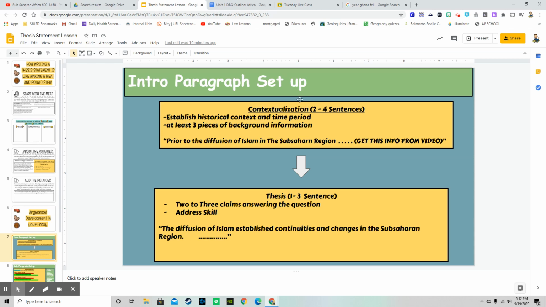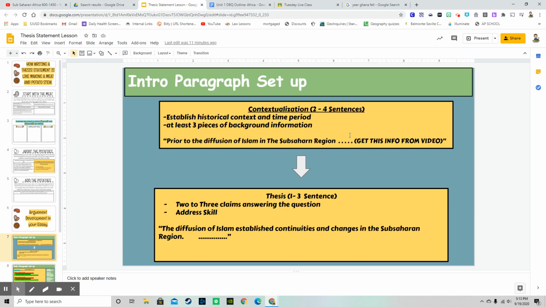your contextualization. This is also a point in your DBQ. I require at least 3 pieces of background evidence with the time period and the context of the historical situation. So a good way to start off your introduction with context is prior to the diffusion of Islam in the sub-Saharan region, what happened? Talk about the sub-Saharan desert. Talk about what was going on with Islam. Okay, those are all things to be established.